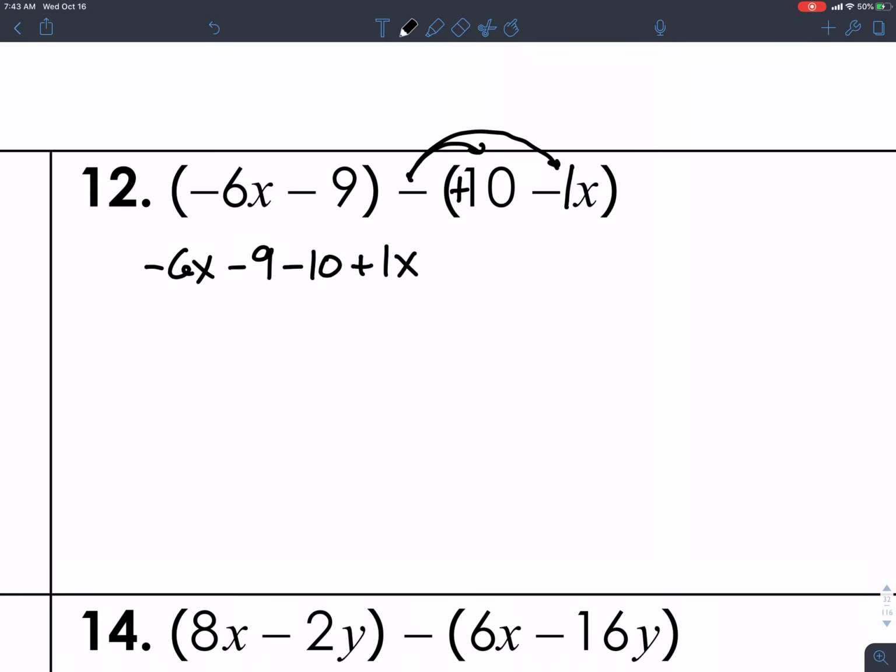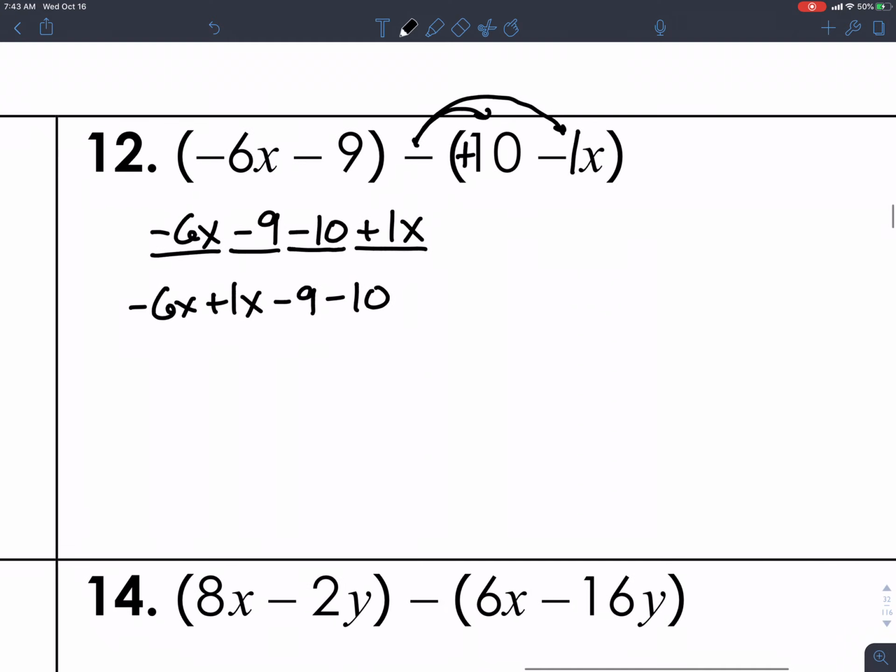So now let's move our stuff around so that our like terms are together. First, we need to underline our entire term. Negative 6x, negative 9, negative 10, positive 1x. And let's put them together. So we got a negative 6x, a positive 1x, negative 9, negative 10. So now we just need to combine like terms. A negative 6 and a positive 1.